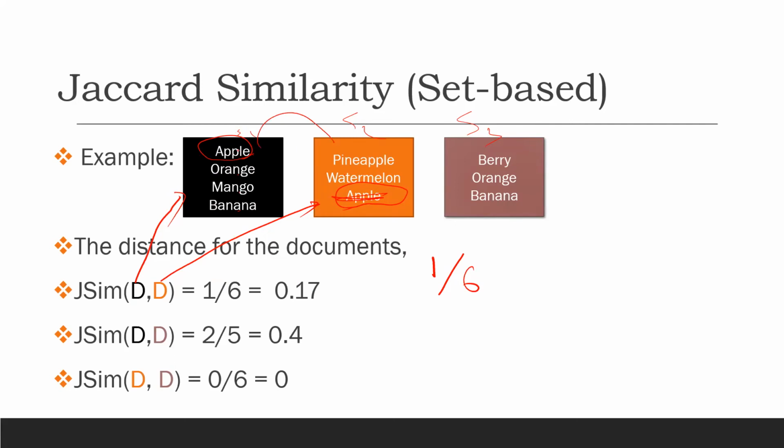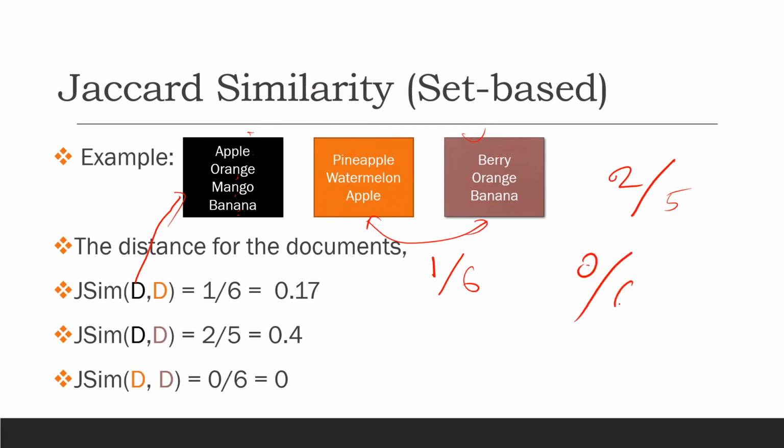If you calculate the Jaccard similarity between these two, what is the common thing here? Banana and orange. So the intersection is 2. 2 divided by the total, how many? 1, 2, 3, 4, 5, because these two are already there. So 2 divided by 5 is the Jaccard similarity between this one and this one. For these two, what is common? There is no common thing, so the intersection is 0. Divided by the total 6, the result is 0. That is the Jaccard similarity. This is the way we can calculate the Jaccard similarity. Do you have any doubts up to now?